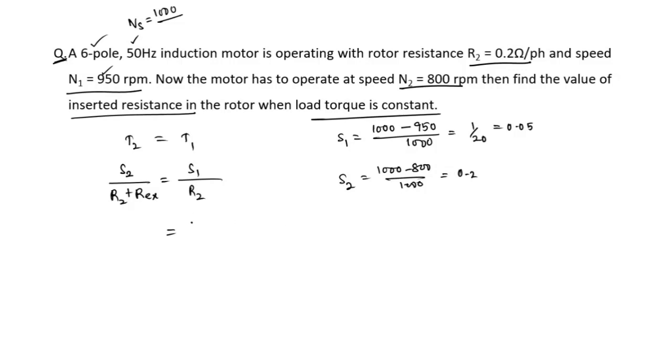So if you substitute slip 1 as 0.05 and R2 value is 0.2 ohms per phase, slip 2 as 0.2 divided by 0.2 plus Rx. So if you solve it, let me solve this one. I'm getting it as the external resistance is around 0.6 ohms per phase. Okay.